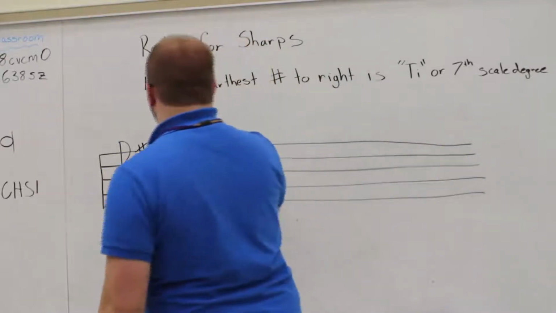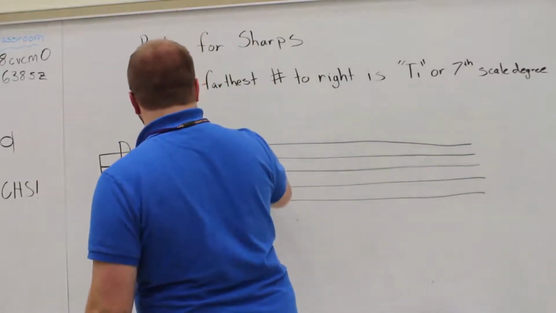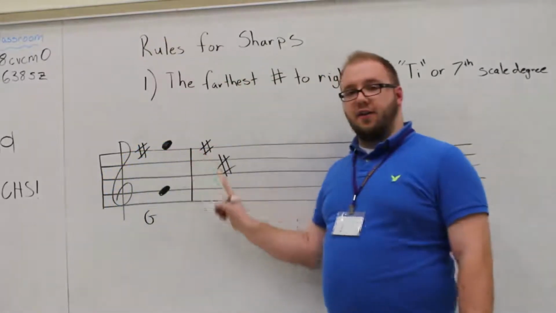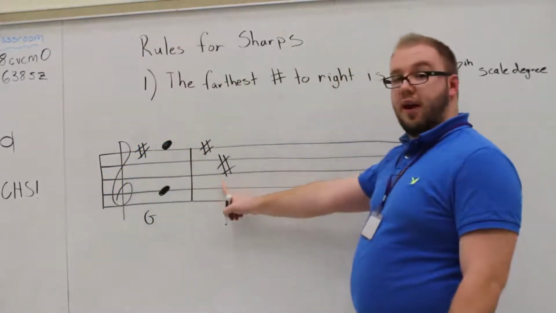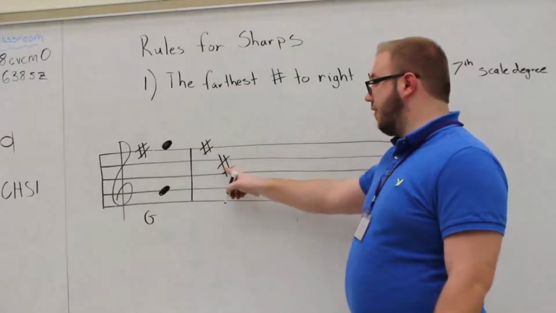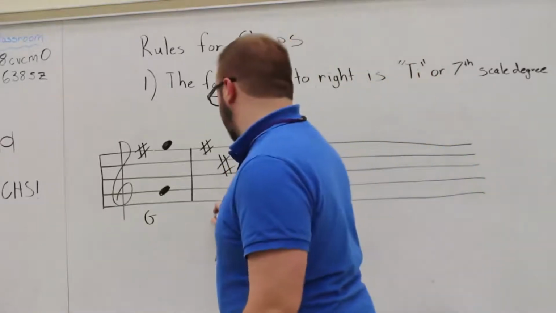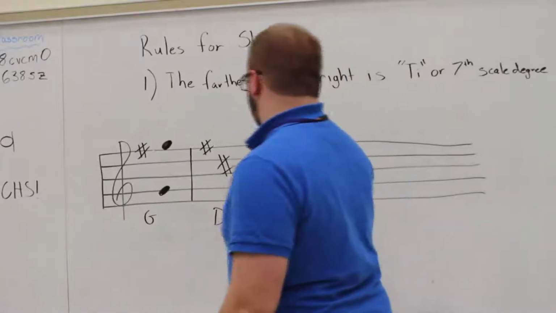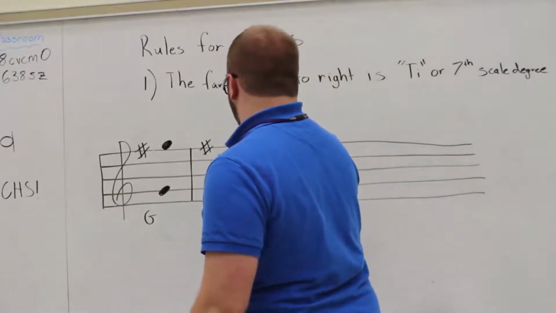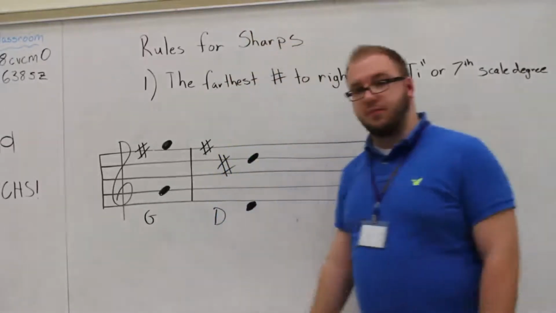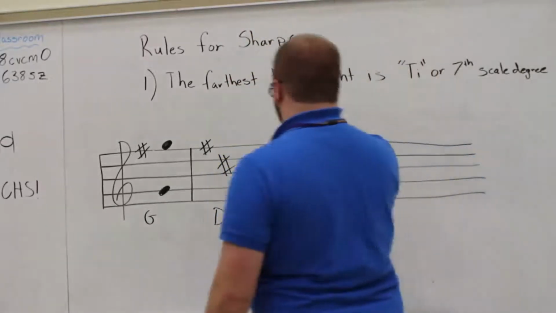Let's add another sharp to the key signature. Fuzzy cats. F and C, fuzzy cats. The farthest sharp to the right is C sharp. Up a half step from C sharp is D. So D is the key signature, or do. So it'd be this note or that note. Let's add another one.